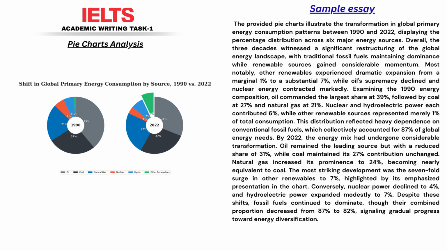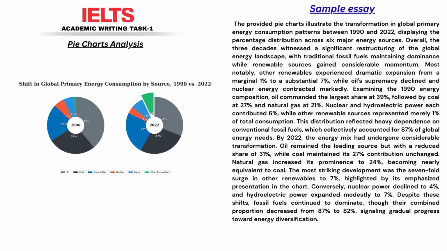Paragraph 3 presents the 1990 baseline, while paragraph 4 analyzes the 2022 changes. This chronological approach makes the comparison crystal clear for the examiner. Pay attention to the sophisticated language for describing proportions. Instead of simply saying oil was the biggest, we see "oil commanded the largest share." Instead of listing percentages mechanically, the writer uses phrases like "collectively accounted for 87%" to synthesize related data points.